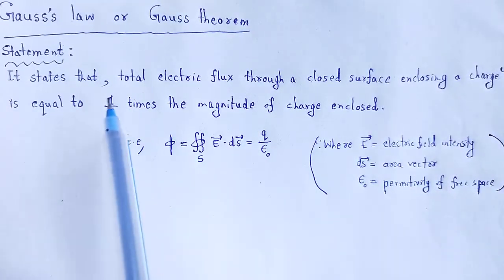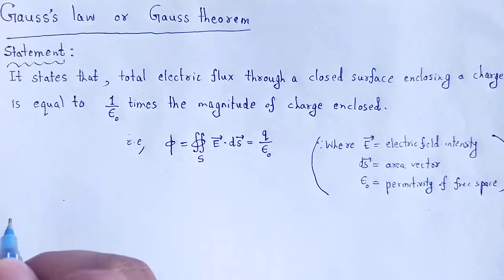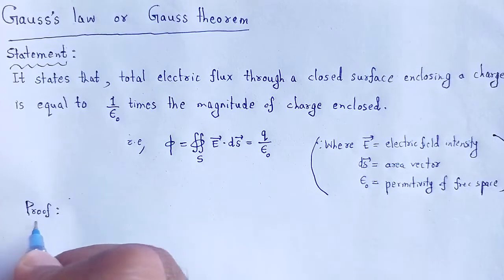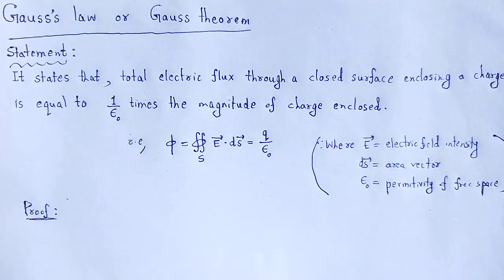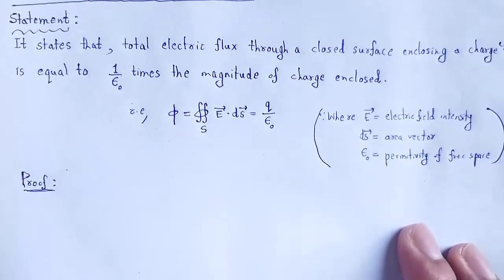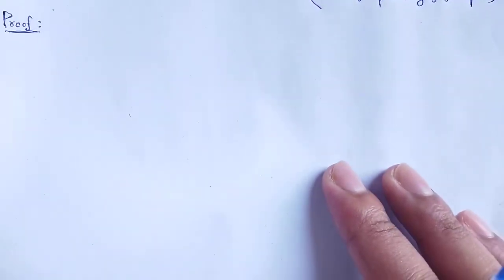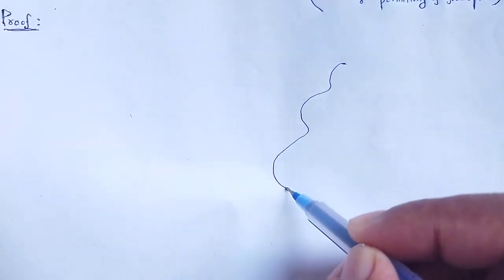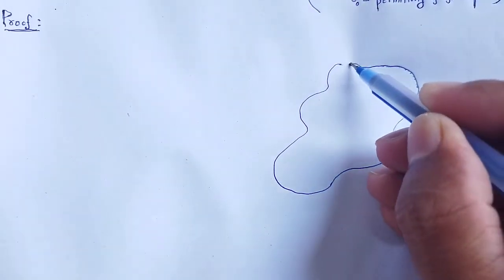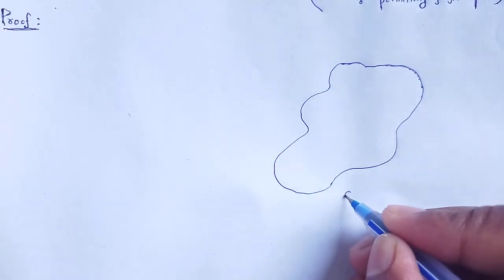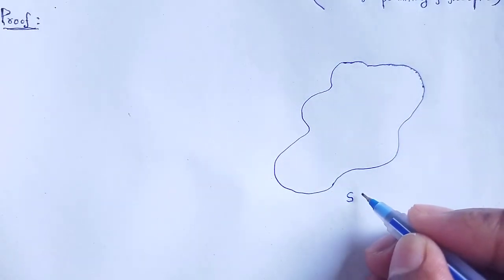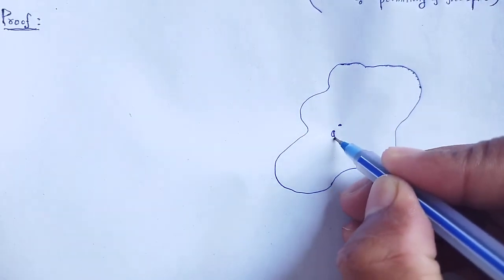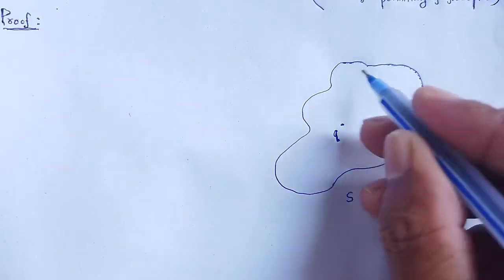Let us prove Gauss's law. To prove Gauss's law, let us consider a closed surface S. Here is the closed surface S enclosing the charge q. An amount of charge q is enclosed within that closed surface S.